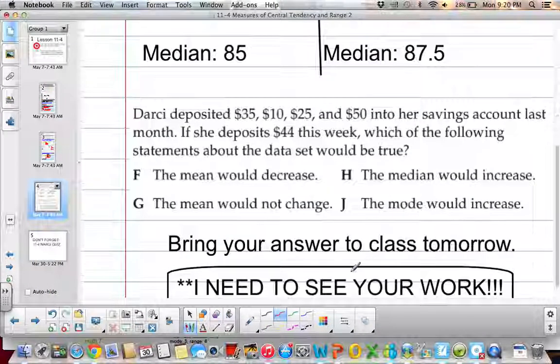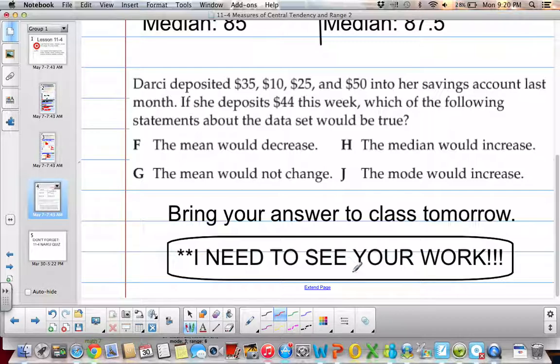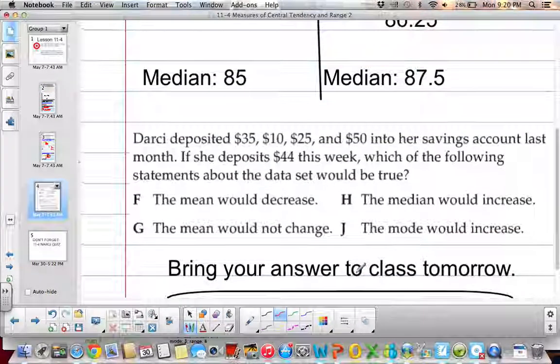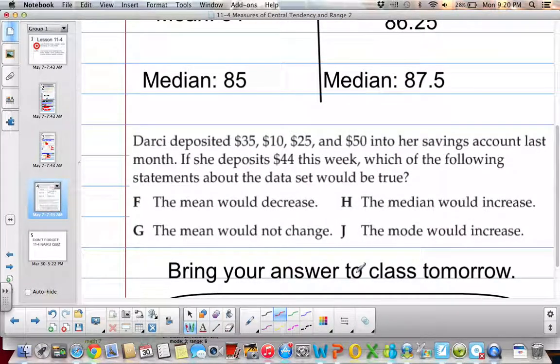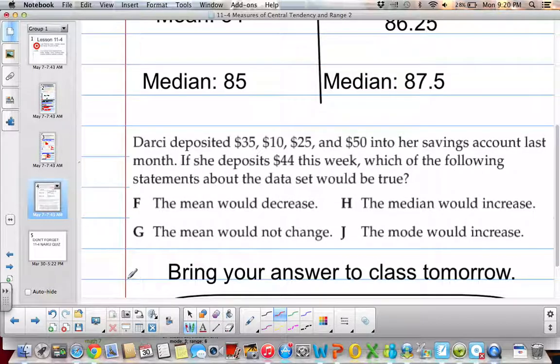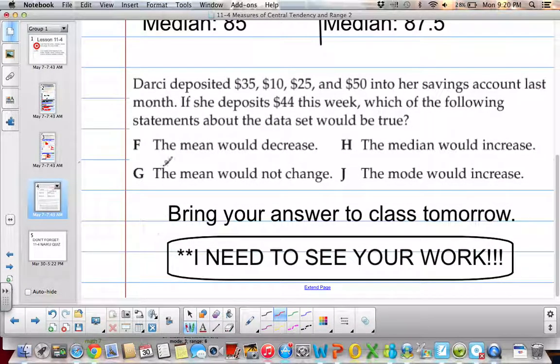Okay? I'm not going to tell you the answer, so if you want to pause me before the video is done, you might want to do that now. But make sure that you show your work. So I need to see a table like this or something to show me that you found the mean, median, and mode and you compared them. And then I need to see the letter of the answer that you choose, and I will look at it at the beginning of class tomorrow.